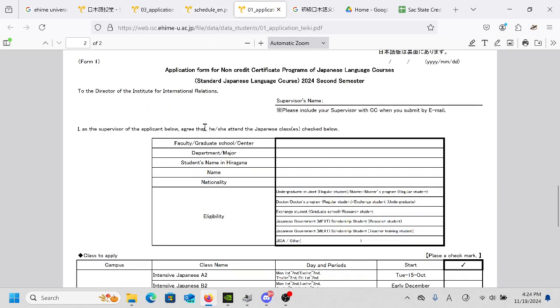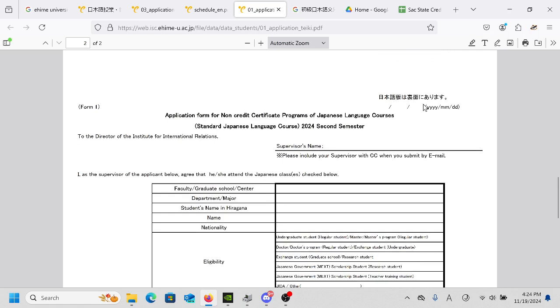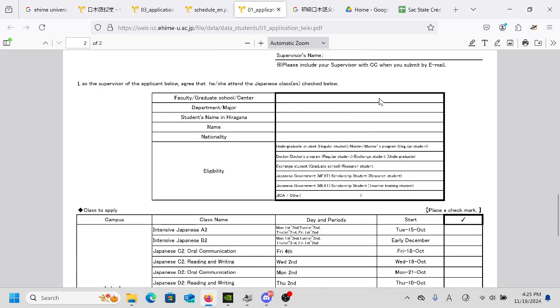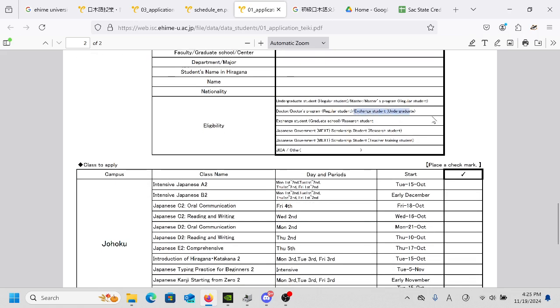When you get this at Ehime University, you'll fill in the date right here. You will go to your supervisor, because you're assigned a supervisor and a tutor, and your supervisor will sign this part right here. You'll put in your faculty at Ehime University and your department major. I don't think I have one, so I just put the special exchange auditor student that is written on my student ID card. You write your name twice, nationality, and then I put exchange student undergraduate.